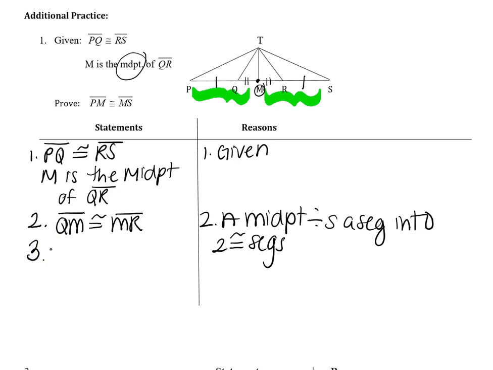Okay, now what I can do next is add some stuff together. So I'm looking specifically at this line and this line. I can get RQ plus QM because that's what's going to make up this whole segment. And RS plus MR, that's the other segment. And that's just your addition property.